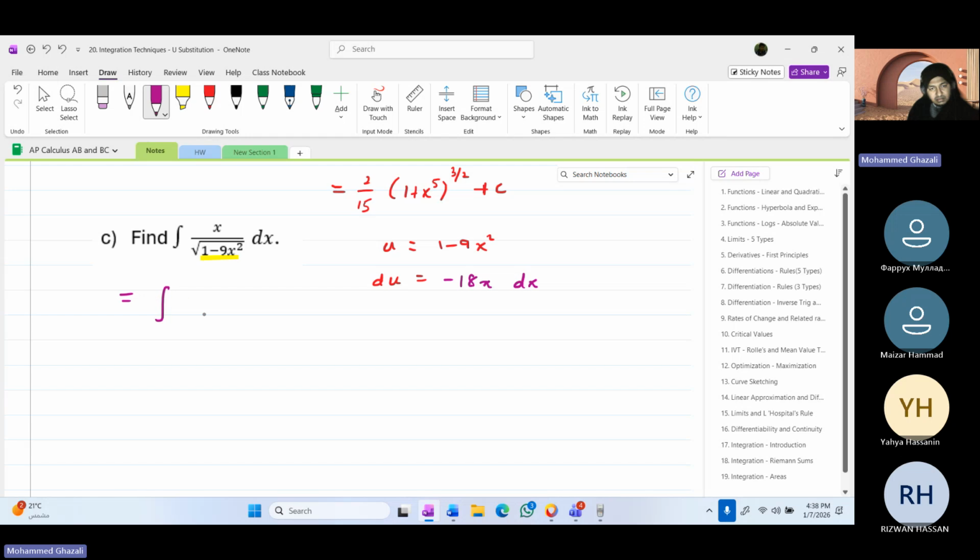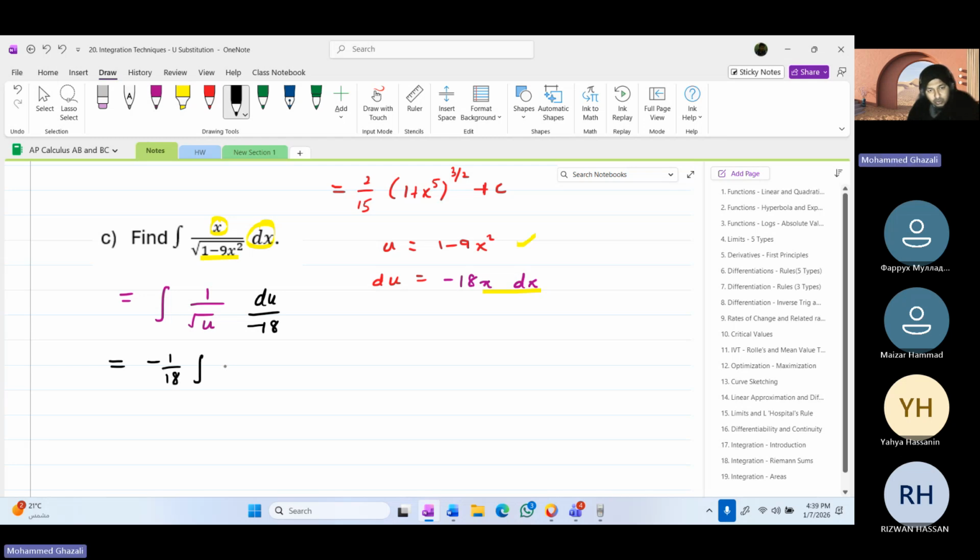So we have integral 1 over root u. Remember, I left the x out. Now, what is x dx? X dx is from equation 2. Equation 1 is here, right? That's done. I'm substituting equation 2 inside. What is x dx? X dx is du over negative 18. Very good. So I can take that negative 1 over 18 out.